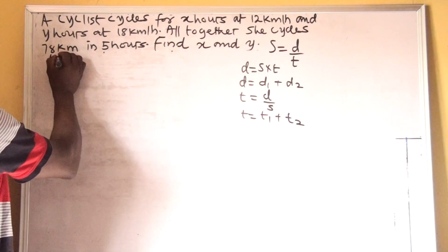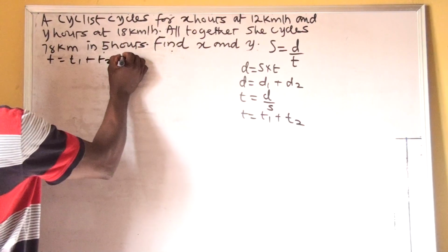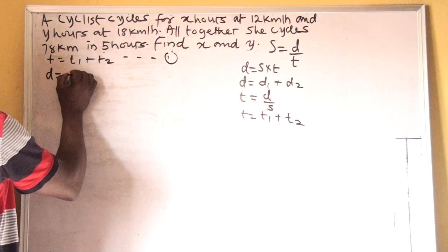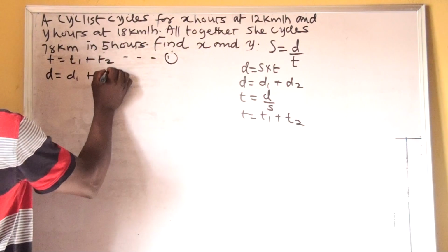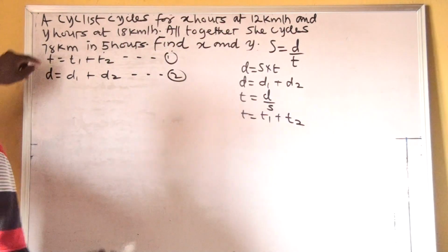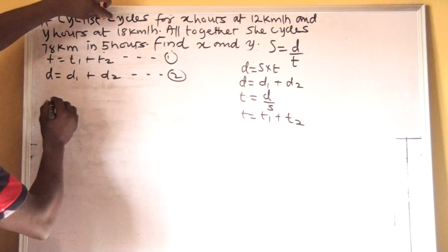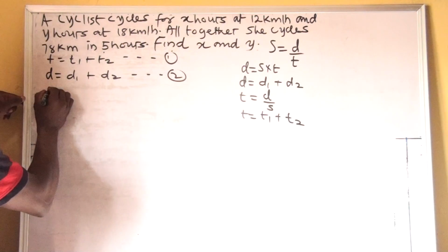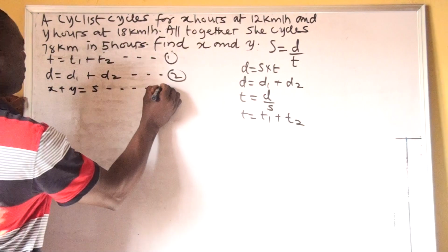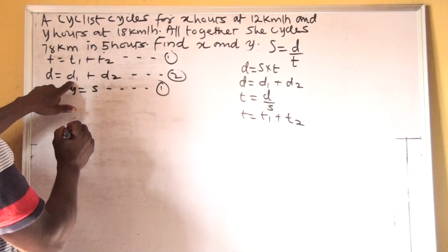So t is equal to t1 plus t2. This is equation 1. And equation 2 is d is equal to d1 plus d2. This is equation 2. So the total time is 5 hours. So here the first time is x, so it will be x plus y is equal to 5. This is equation 1. And our equation 2 is distance.